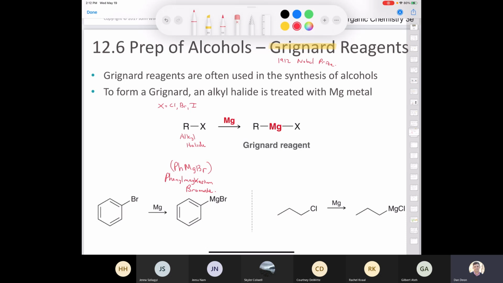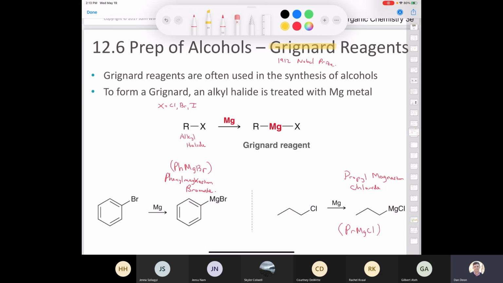The next one would be propyl magnesium chloride. This one here would be propyl magnesium chloride, right? And you can abbreviate that just PrMgCl. So we like to use shorthands for Grignard reagents sometimes.